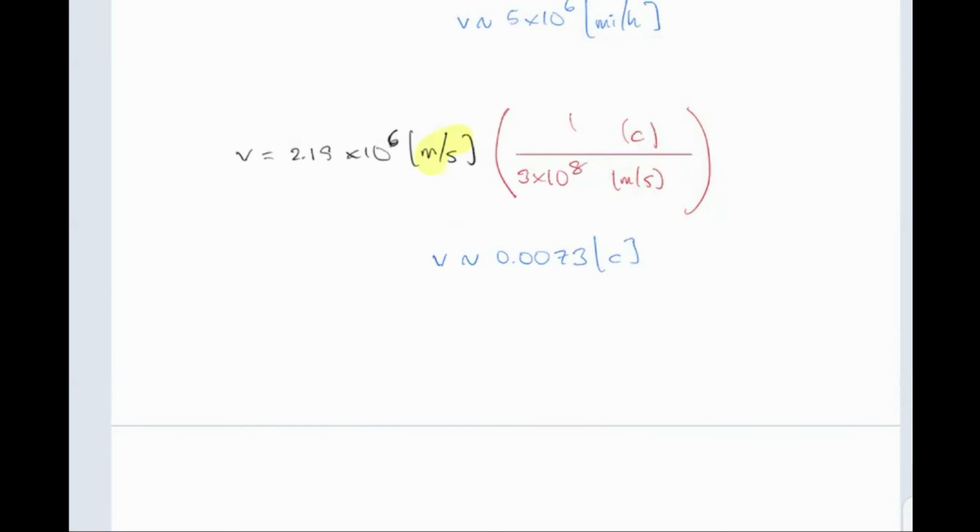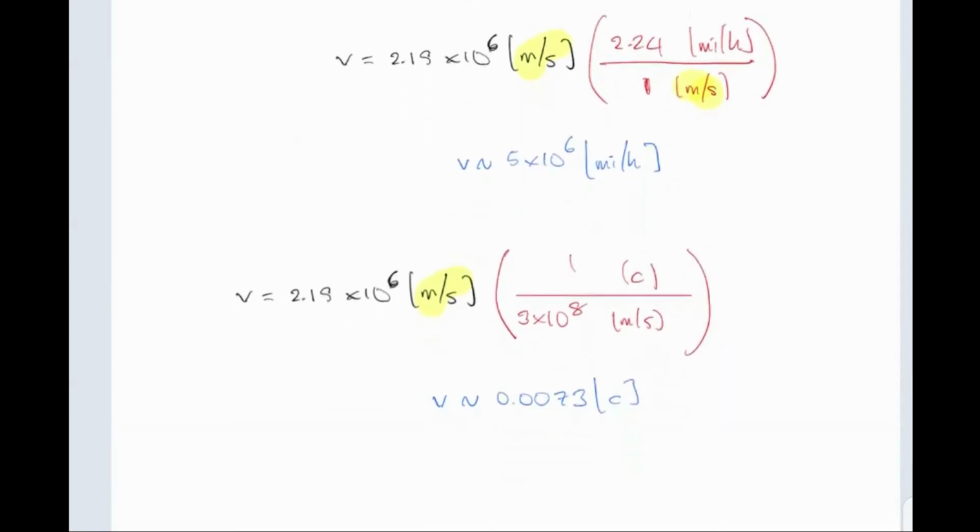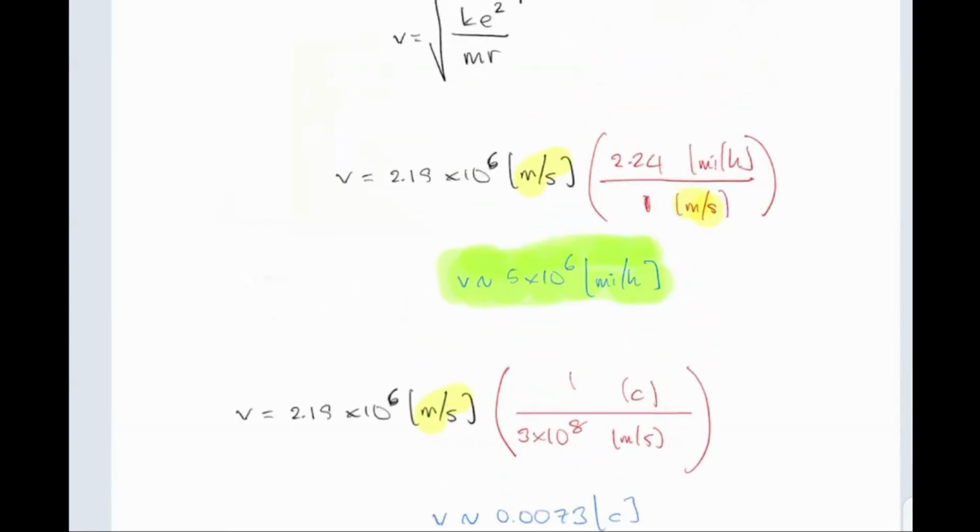Okay, cool. 0.0073. All right, so the number that I'm going to focus on is this one. So how fast is the electron moving while orbiting the hydrogen atom? Guys, it's like 5 million miles per hour. It's way faster than a Ford Tempo. 5 million miles per hour. That's how fast.